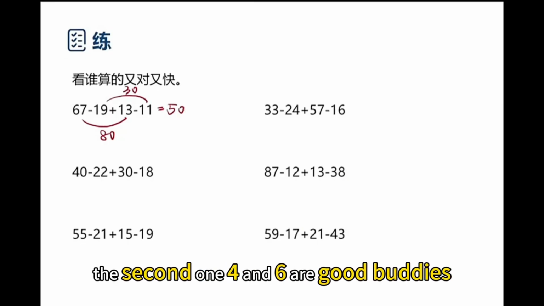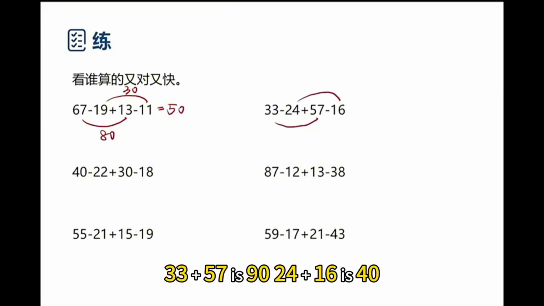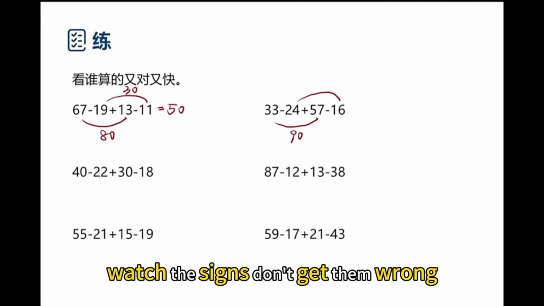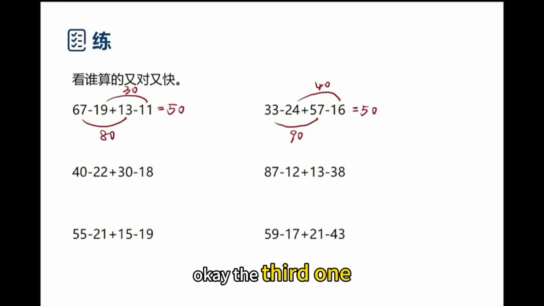The second one. 4 and 6 are good buddies. 2 are additions. 2 are subtractions. Perfect. 33 plus 57 is 90. 24 plus 16 is 40. 90 minus 40 is 50. Watch the signs. Don't get them wrong. Okay. The third one. The 40 and 30.